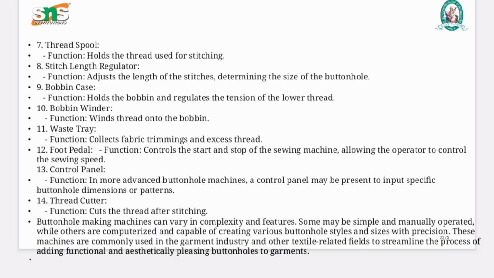Stitch length regulator adjusts the length of the stitches, determining the size of the buttonhole. Bobbin case holds the bobbin and regulates the tension of the lower thread. Bobbin winder winds thread onto the bobbin. Waste tray collects the fabric trimmings and excess thread. Foot pedal controls the start and stop of the sewing machine, allowing the operator to control the sewing speed.